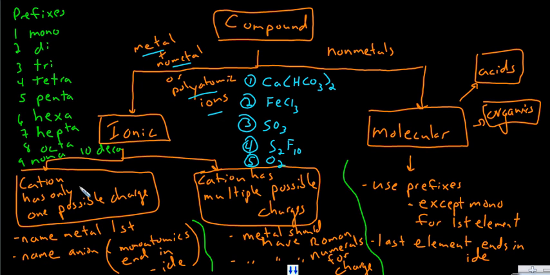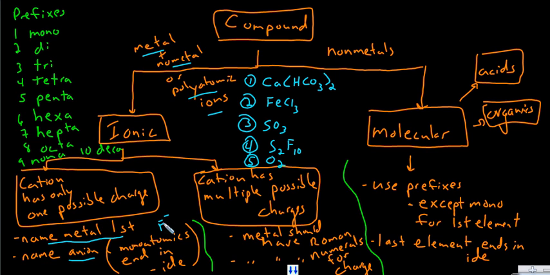Then you will be naming it with the cation first. Generally, that's going to be the metal, except if you have ammonium. And then you'll be naming the anion. It's very simple. Name the cation, then name the anion. However, if your anion is a monoatomic ion, for example F minus, then it would end in ide, so it would be called fluoride.